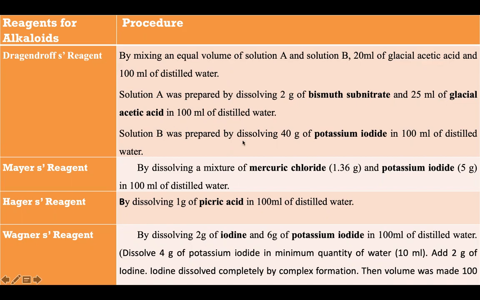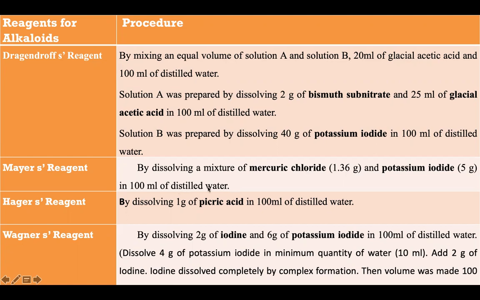And solution B is prepared by dissolving 40 gram potassium iodide in 100 ml of distilled water. Then we will mix equal volume of solution A and solution B and then add 20 ml of glacial acetic acid and 100 ml of distilled water. Then second is Meyer reagent. It is prepared by dissolving a mixture of mercury chloride 1.36 gram and potassium iodide 5 gram in 100 ml of distilled water.